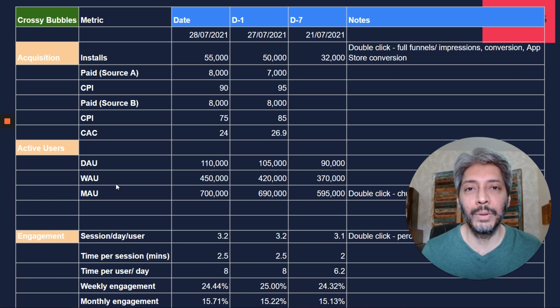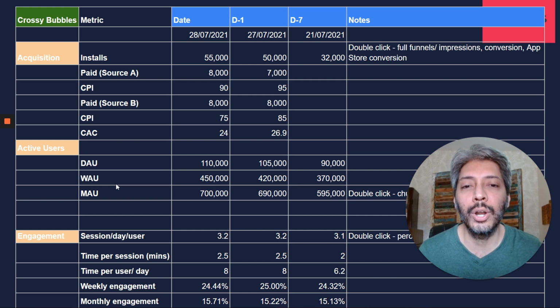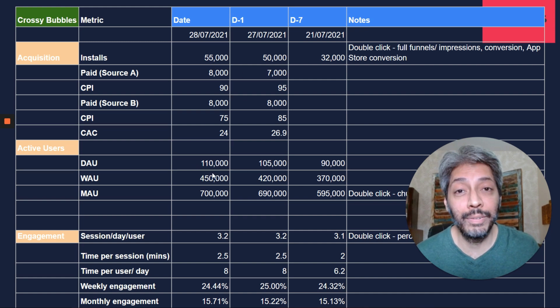But just to simplify life, we are saying it's daily active users, which means daily active unique users, all the unique users who used your app yesterday. So 110,000 people, of which 55,000 were new and clearly 55K were returning. So 110,000 users used your product yesterday. Day before yesterday, 105,000 used your product. And a week before that, 90,000 used your product.